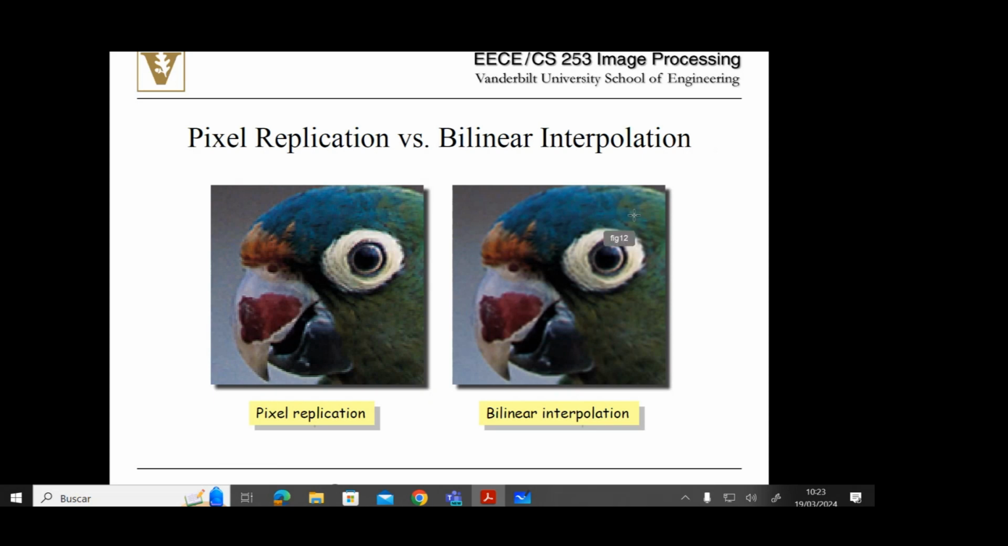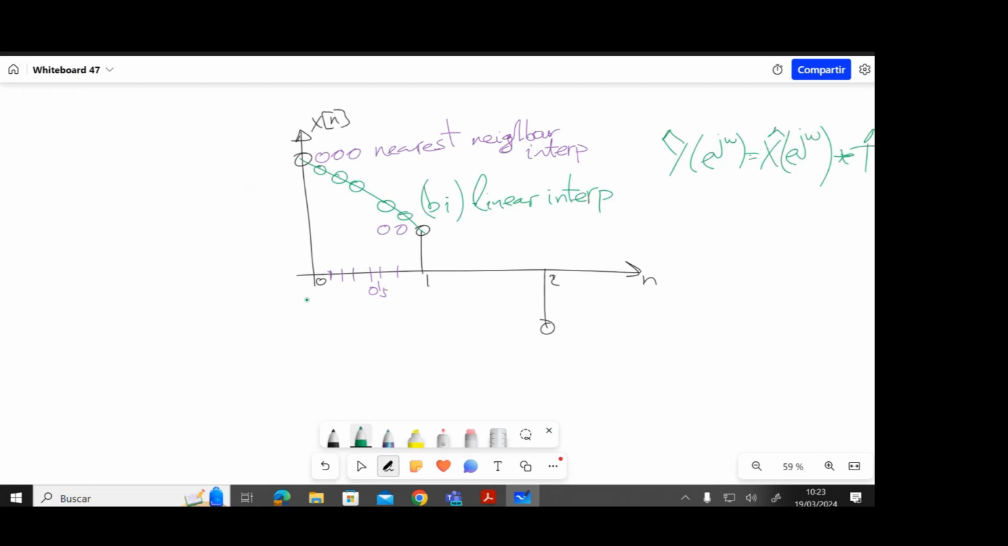Which one of the two do you think would have more aliasing? This one. This one has higher frequencies. You are going very quickly from one value to the next. That is higher frequency. This higher frequency that is artificial is aliasing. Nearest neighbor interpolation has aliasing. Bilinear interpolation doesn't.